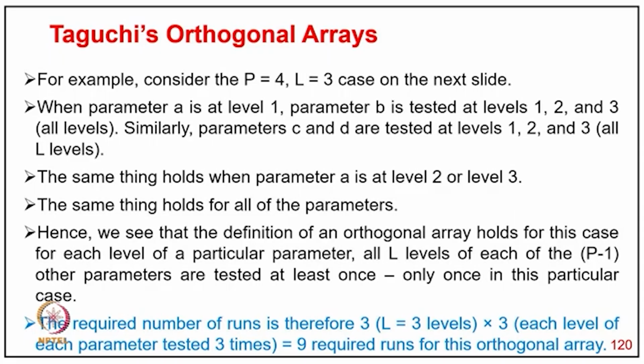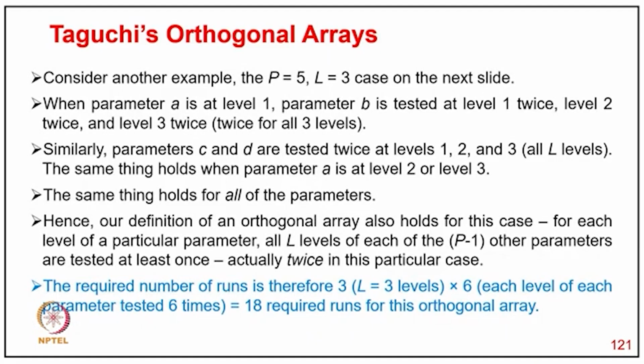Hence we see that the definition of orthogonal array holds for this case: for each level of a particular parameter, all L levels of each of the p minus 1 other parameters are tested at least once, and only once in this particular case. The required number of runs is therefore 3 levels times 3, with each level of each parameter tested 3 times, so equal to 9 required runs for this orthogonal array.